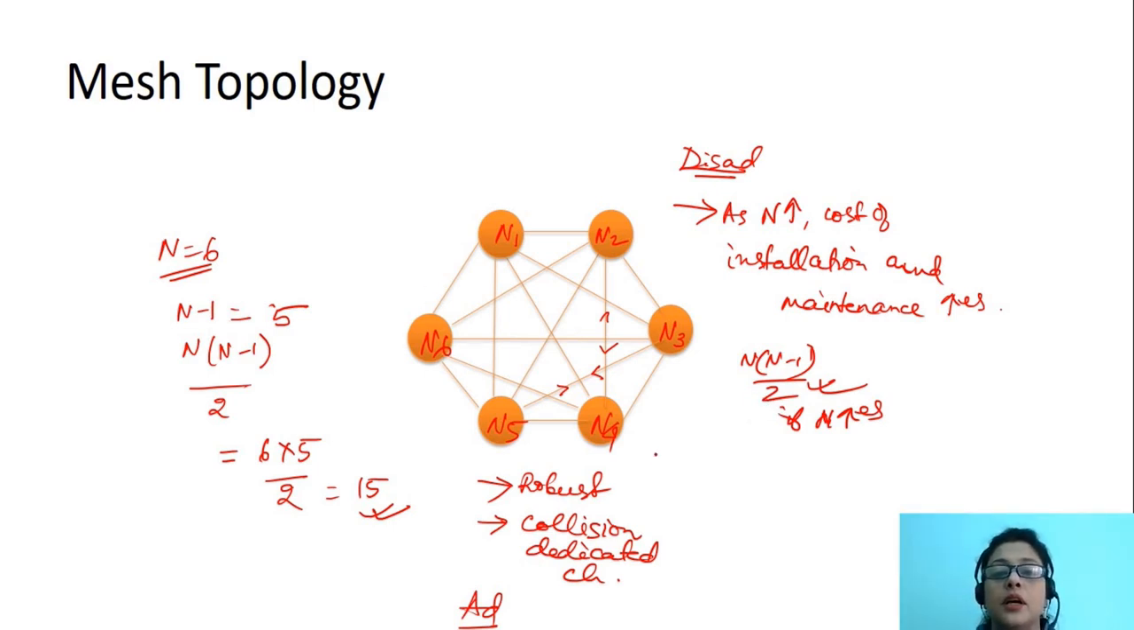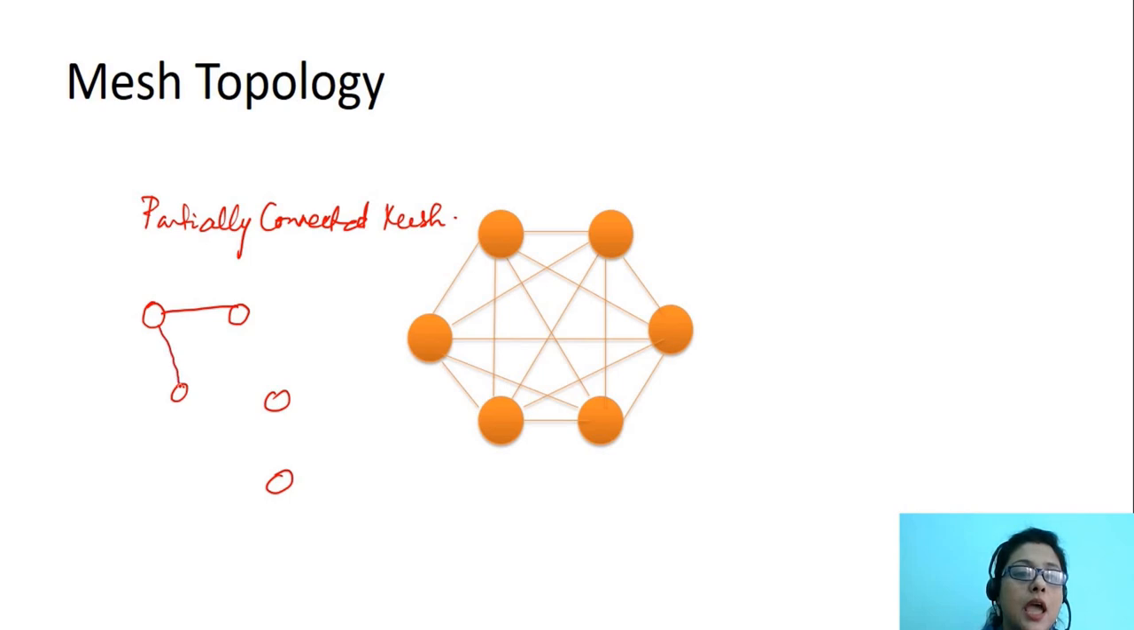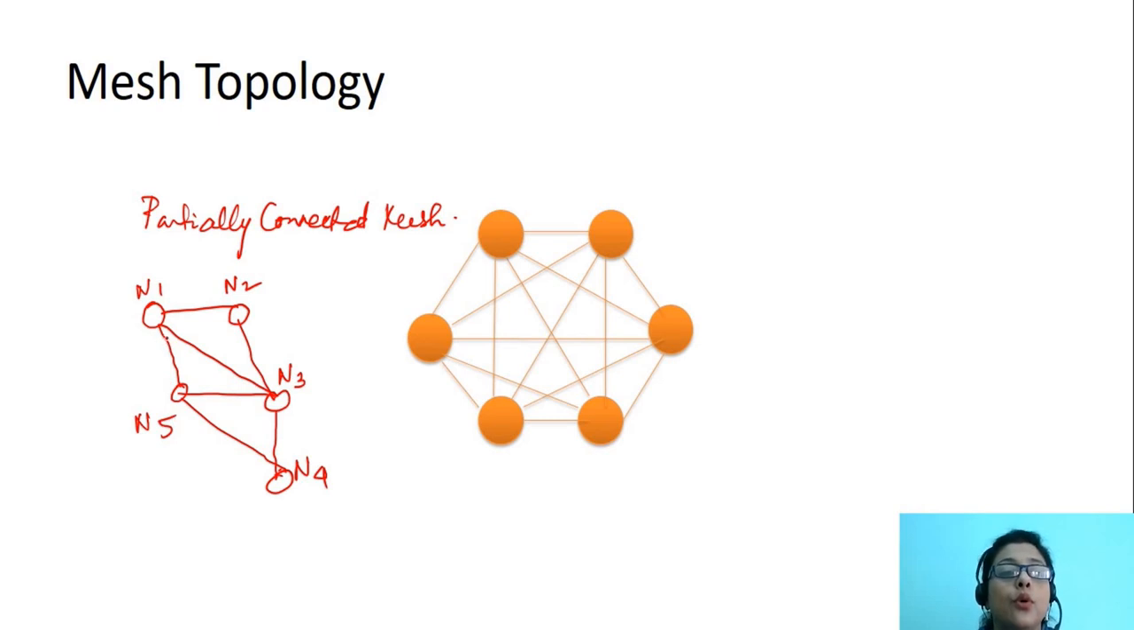Now, this is an example of a fully connected mesh topology. We can also have partially connected mesh topology. In partially connected mesh topology, all the nodes are not connected to all other nodes. So this is an example of partially connected mesh topology. Let's say we have 5 nodes, and here you see node N1, N2, N3, N4 and N5. So all the nodes are not connected to all other nodes, but a single node may be connected to more than one node in the network. So this is an example of partially connected mesh network.